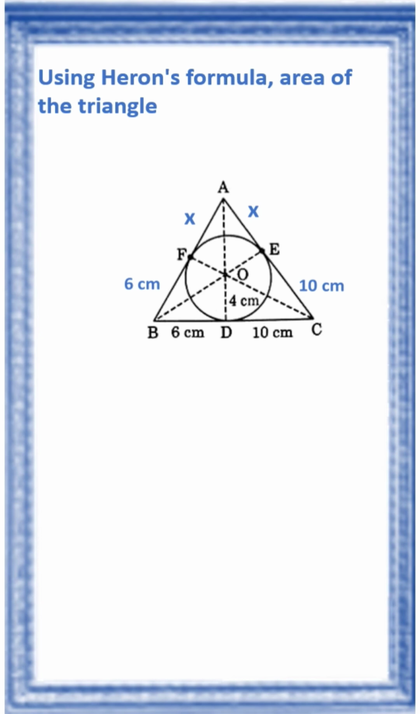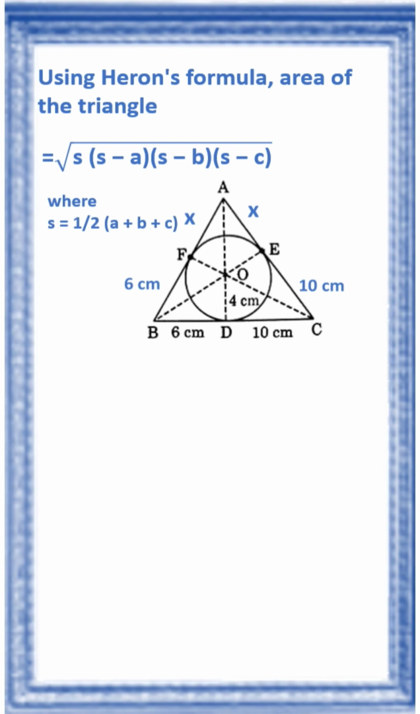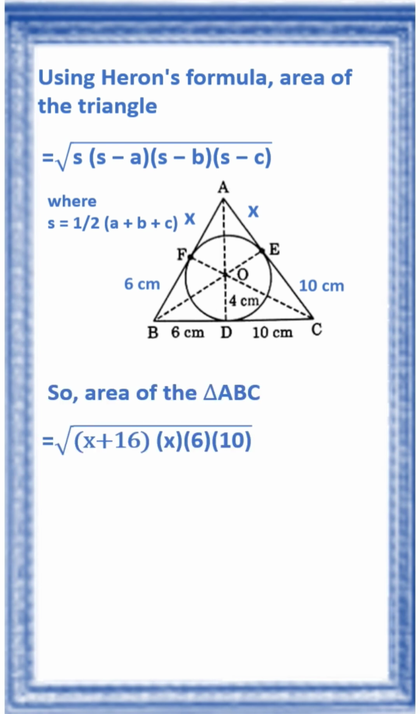Using Heron's formula, area of the triangle is equal to square root of s into s minus a into s minus b into s minus c, where s is equal to half into a plus b plus c. I will go on substituting the values. If you have any doubt, please put your doubt in the comment box. So the area of triangle ABC is equal to square root of x plus 16 into x into 6 into 10.